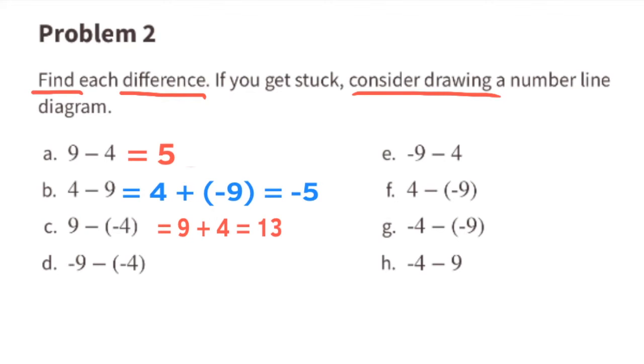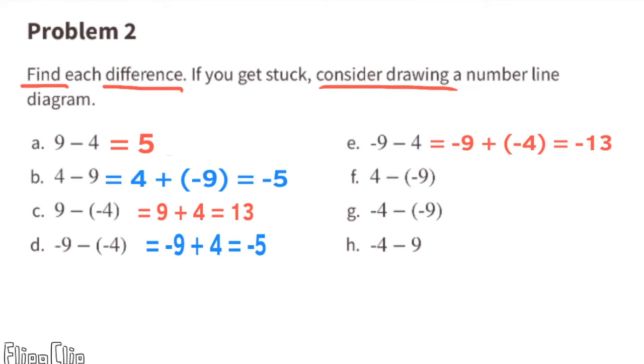D, negative 9 minus a negative 4. That's like a negative 9 and the opposite of negative 4. The opposite of negative 4 is positive 4, so we can write this as negative 9 plus 4, and that equals negative 5. E, negative 9 minus 4. That's like a negative 9 plus a negative 4, for a total of negative 13.